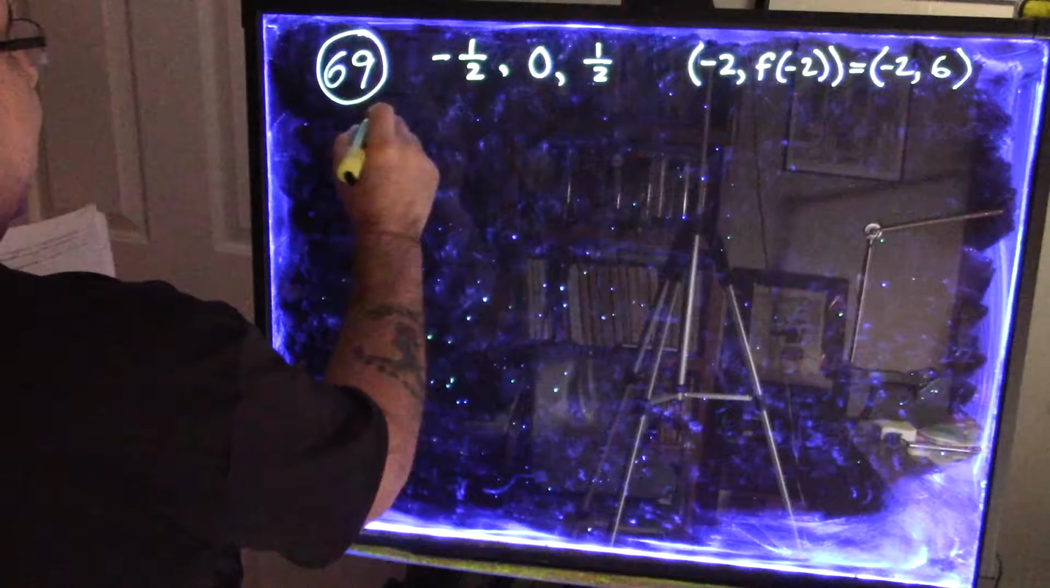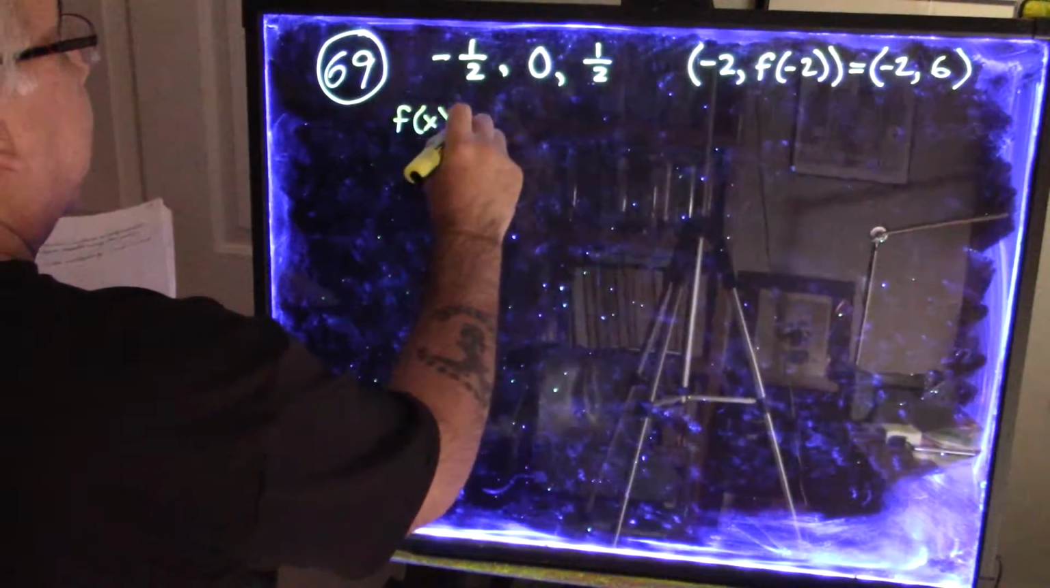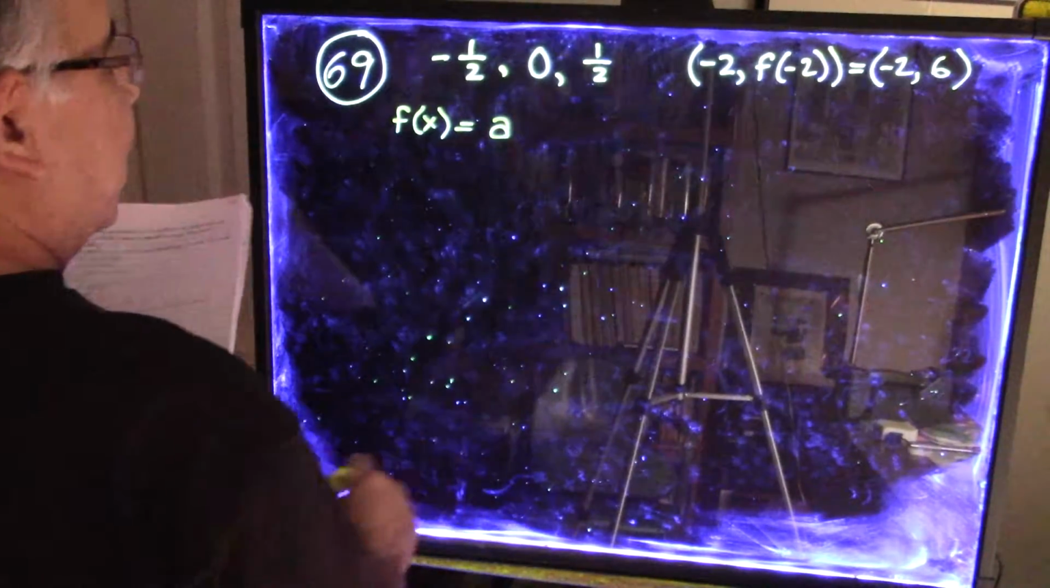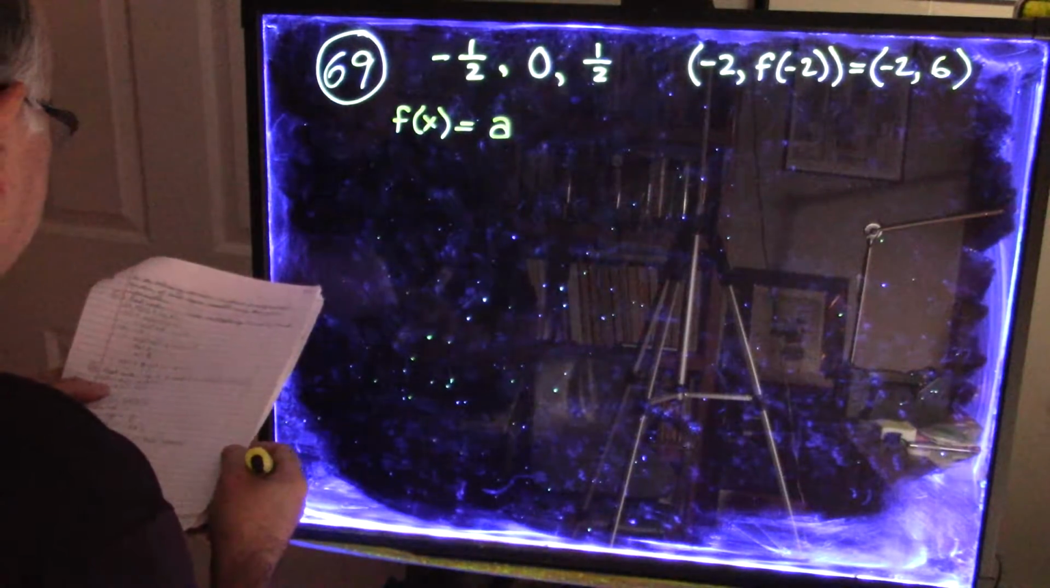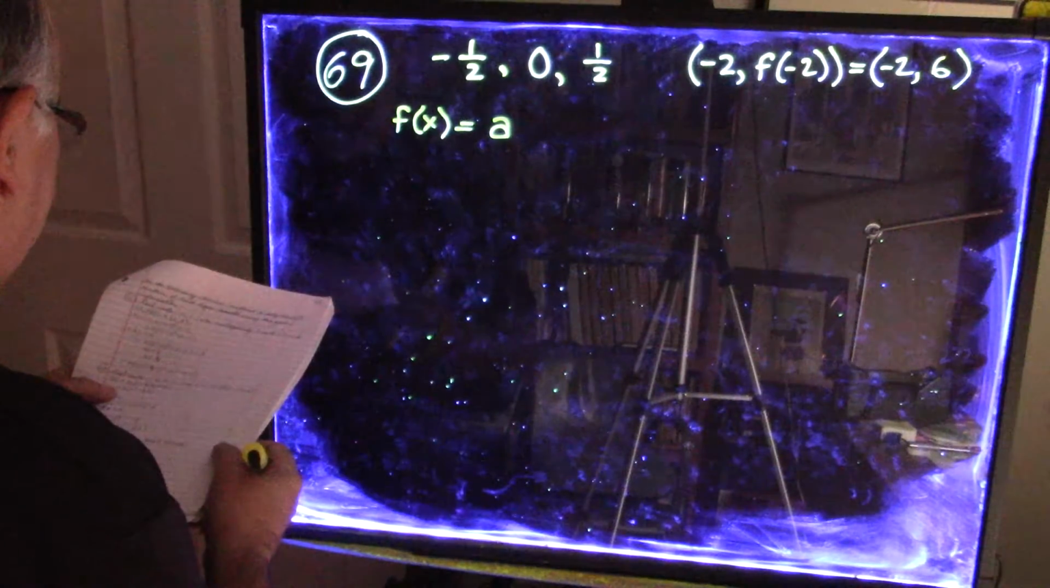So that means f of x will equal some constant a. It's a non-zero constant. If it was 0, then f of x would equal 0, so we don't want to do that.